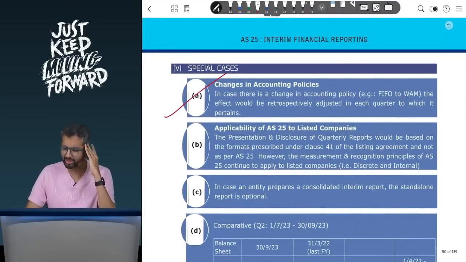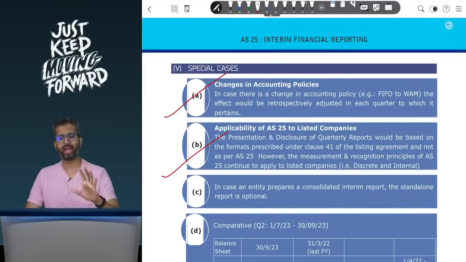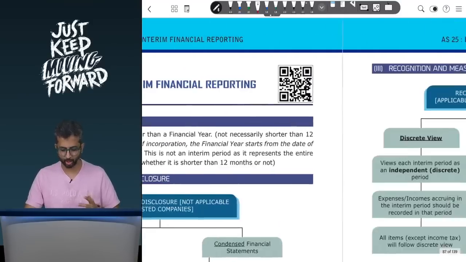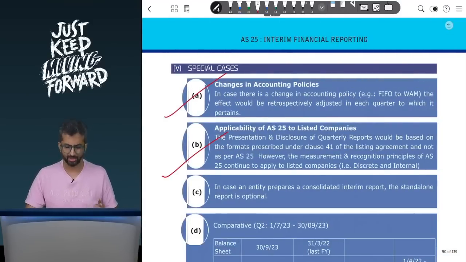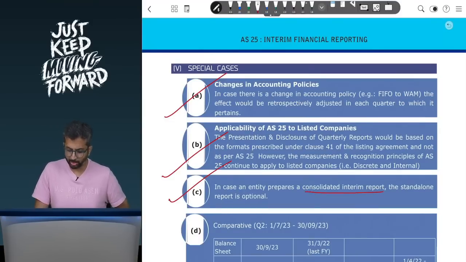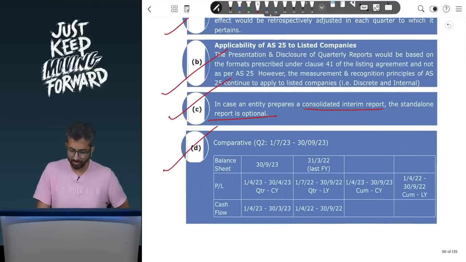A few special cases would be changes in accounting policies. Over here would also require a retrospective restatement. For listed companies, you will have the recognition principles like tax calculation and all of this. However, you don't really need to follow the presentation format. And in case the entity prepares a consolidated interim report, standalone report is optional. Further, if I want to show the comparative data for balance sheet, I will show the last balance sheet, that's it.